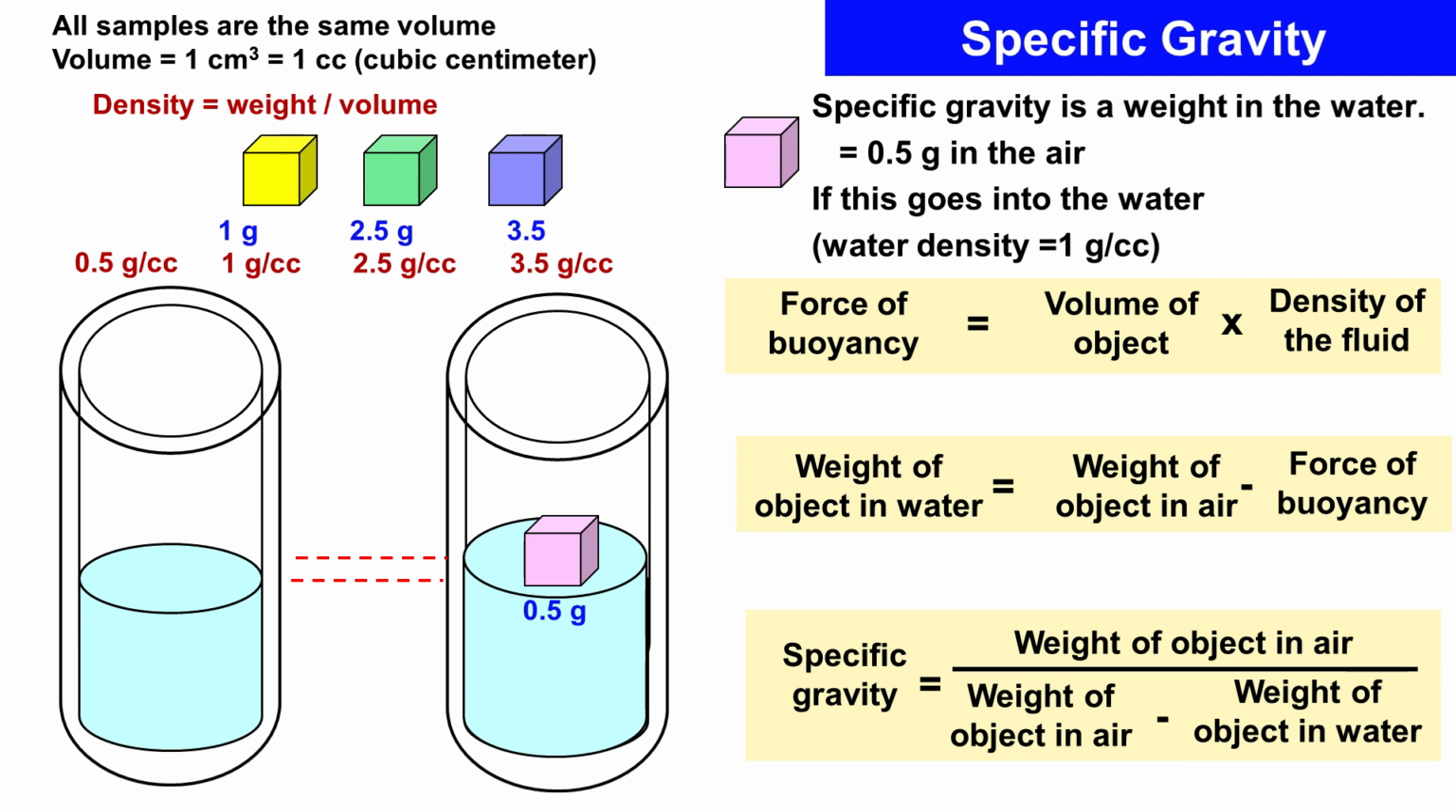Water has a density of 1 gram per cubic centimeter, and so we find that 0.5 cubic centimeter or 0.5 milliliter of water is displaced.